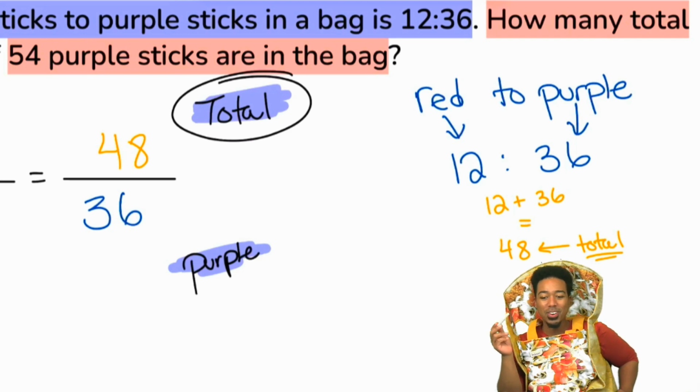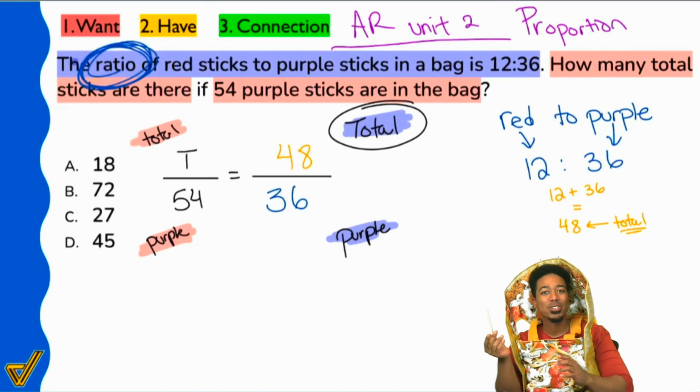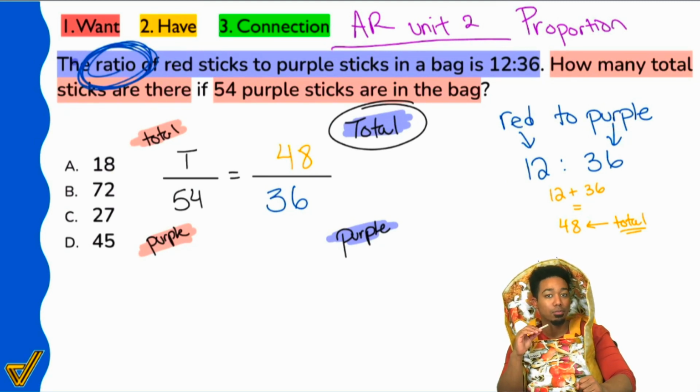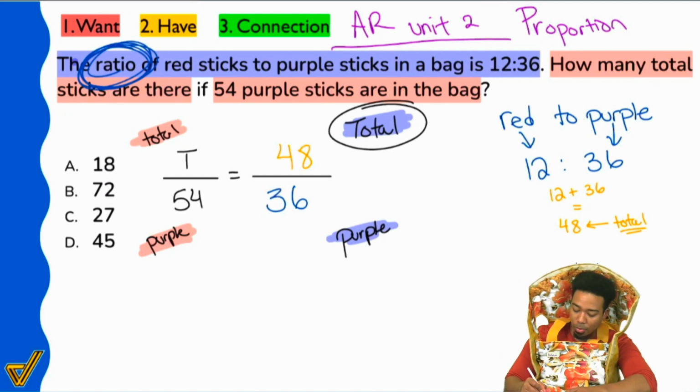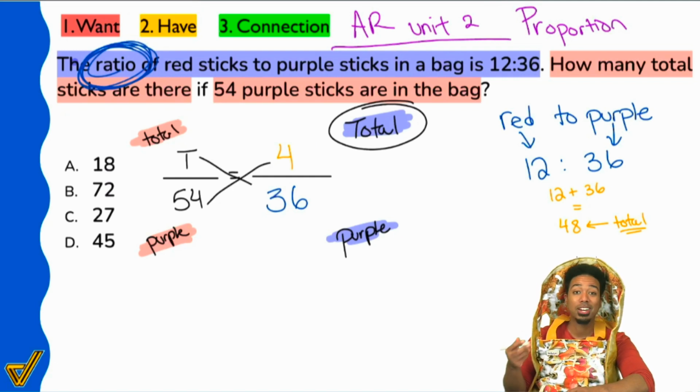Oh, no worries, Kiari. So again, that's how we learn. That's how we make that incremental bit of progress. So now that we have this set up properly, now we can go ahead and solve this problem the right way. So remember, the most straightforward way to solve a proportion is always going to be to cross multiply and divide.